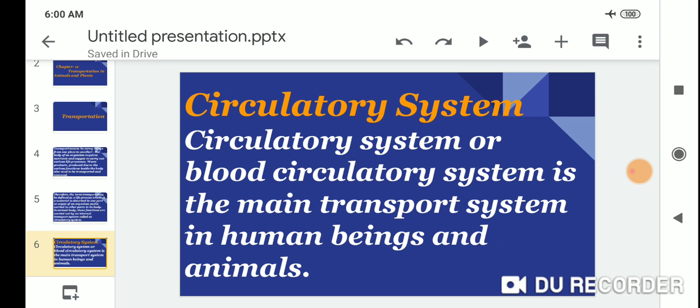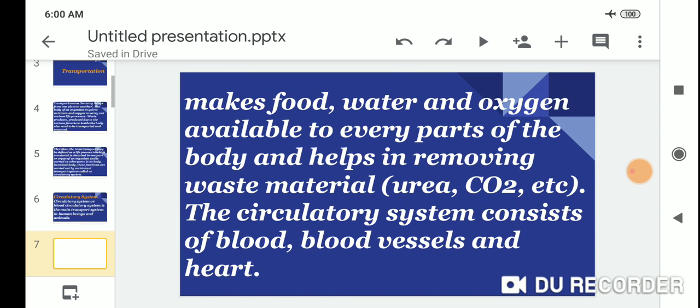The circulatory system, or the blood circulatory system, is the main transport system in human beings and animals. It makes food, water, and oxygen available to every part of the body and helps in removing waste materials like urea and carbon dioxide. The circulatory system consists of blood, blood vessels, and the heart.